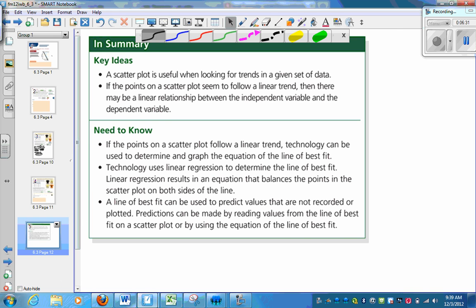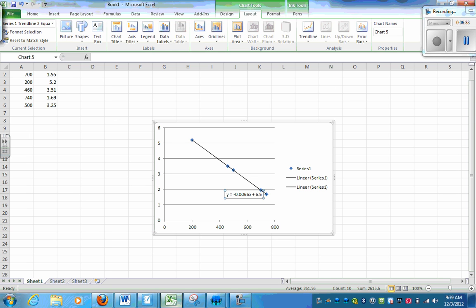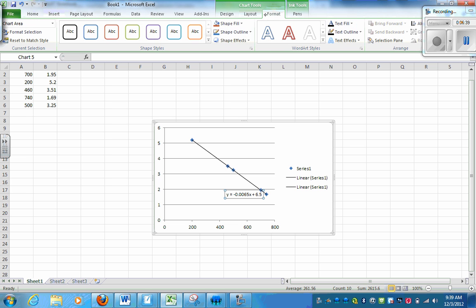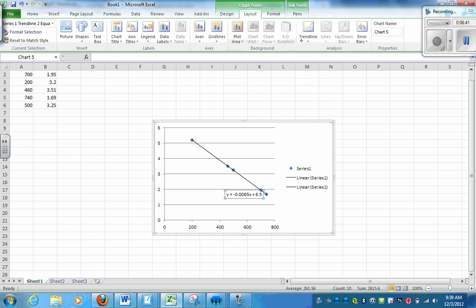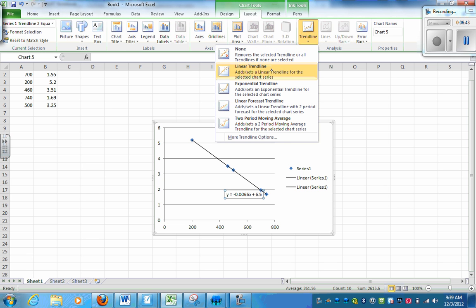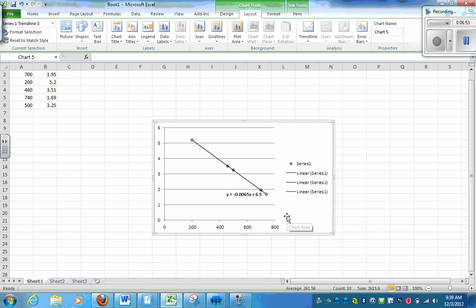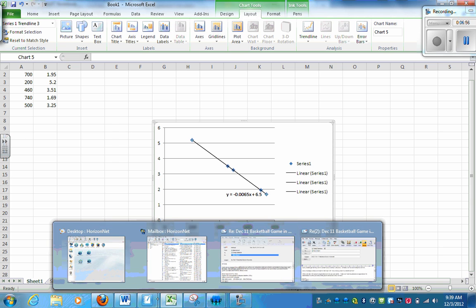You're going to be using Excel a lot, so just remember how to find those. Remember we highlighted, went to Insert, Scatter, and then went to Layout and Trendline. We inserted a linear trend line because it looked like things were in a line, and then More Trendline Options. We had to make sure we had display equation on chart. Those are a couple of the things you're going to have to remember.